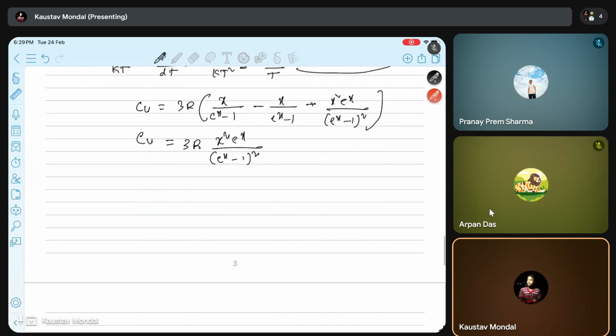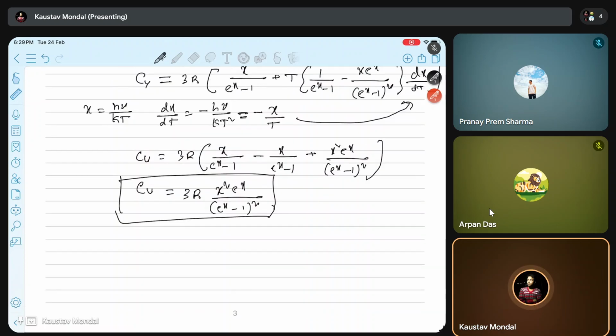This is the final expression of the specific heat. As you can see, it is clearly dependent on temperature, since x is h nu by kBT. So it is definitely dependent on the temperature of the molecule or particle, that is, of the solid.